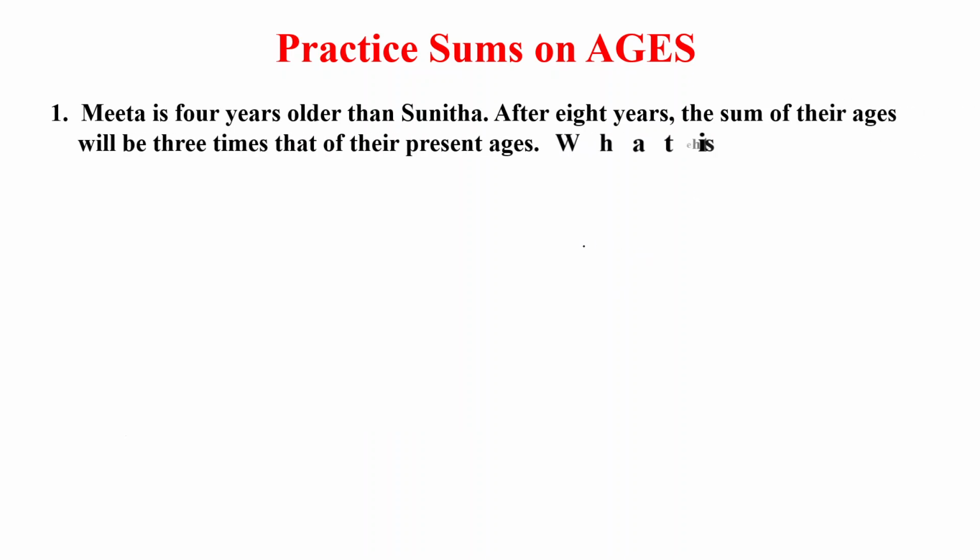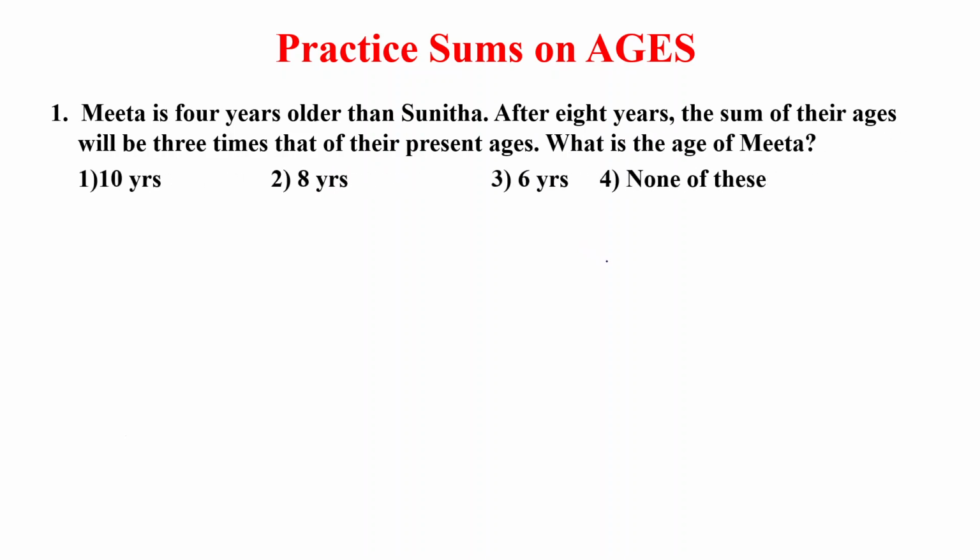If you look at question number one, Meeta is 4 years older than Sunita. After 8 years, the sum of their ages will be 3 times that of their present ages. What is the age of Meeta? So we know the process. We would have already learned this age sum in class 6, 7, 8. What we are going to talk about today is the smartest way of doing this kind of question.